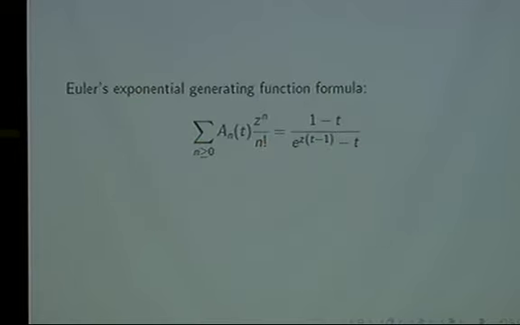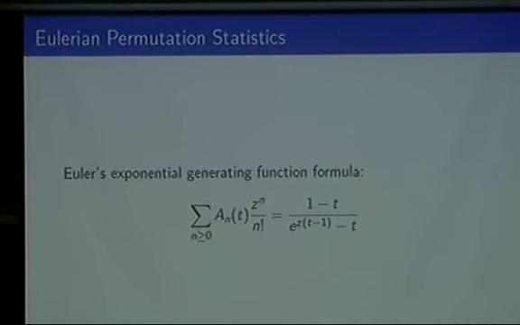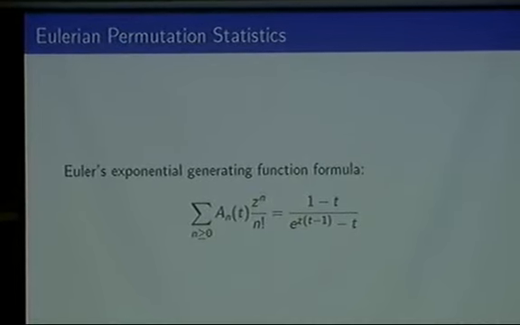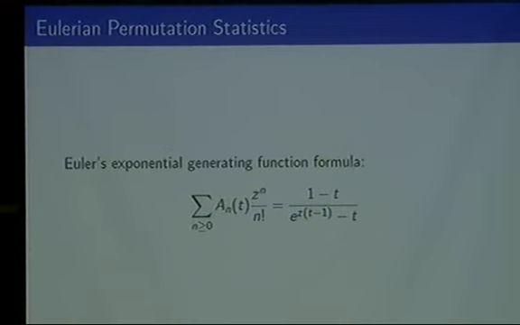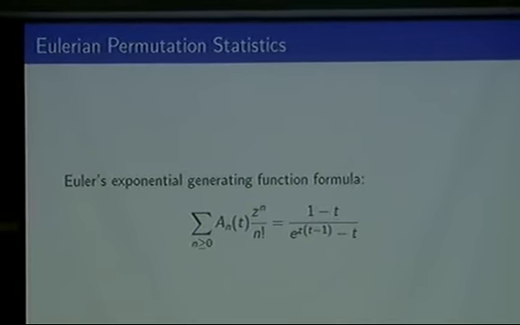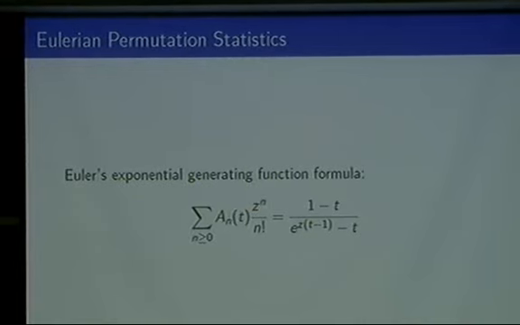And this formula for the exponential generating function for the Eulerian polynomials was actually first obtained by Euler. He wasn't using the definition that I gave. He was using a different definition, but this is a formula that's attributed to Euler. And this is the formula that we're going to get a Q analog of. But first we need to see how we get the Q analog of the Eulerian polynomials.